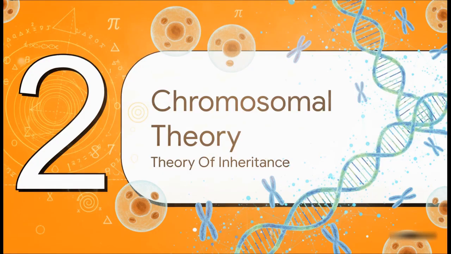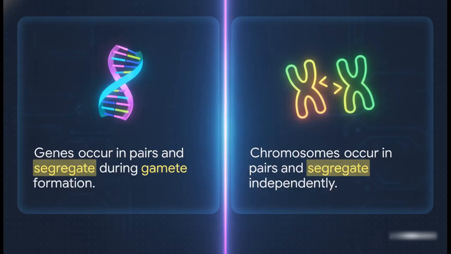Moving right along to Section 2, Chromosomal theory of inheritance. So fast forward to 1902. Scientists Walter Sutton and Theodore Boveri start noticing this incredible parallelism between Mendel's abstract factors and the actual physical chromosomes inside a cell. They realize that both genes and chromosomes occur in pairs in diploid cells, and they both segregate during gamete formation, meaning a gamete gets only one from each pair. Plus, independent pairs of chromosomes segregate independently of each other.